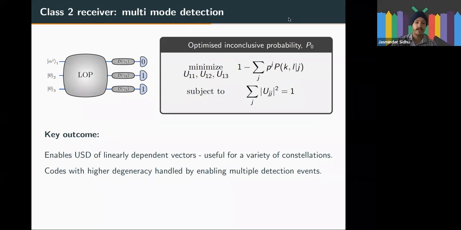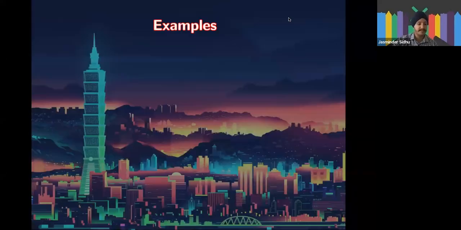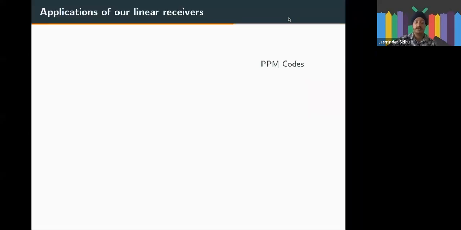Now, the optimized performance of this receiver is given on the right-hand side. And the key outcome of this is that it enables USD of linearly dependent vectors, which is useful for a variety of constellations, so extends its applications to many other examples. Now, codes with higher degeneracy can similarly be handled by enabling multiple detection events that are greater than 2. As some examples, just to conclude, for PPM codes, what we find is that our limited set of resources is optimal and sufficient to saturate the global optimal bound.